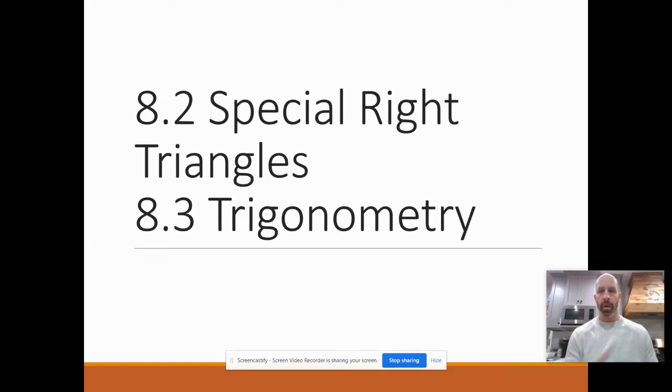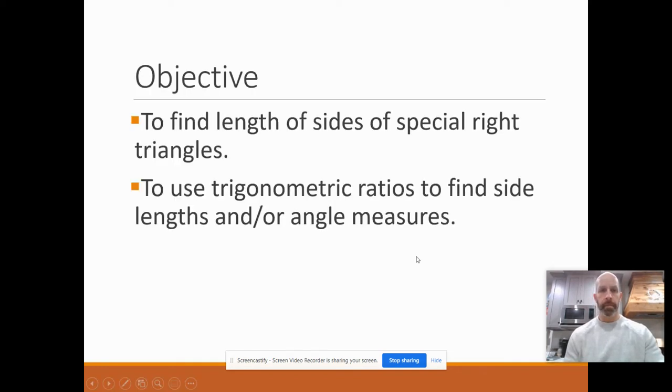Mr. Allen here, and today we're going to look at two sections for the week. We're going to look at section 8.2, which is on special right triangles, and section 8.3, which is on trigonometry. Our objective on the first section is to find the lengths of sides of special right triangles, and our second objective is to use the trigonometric ratios to find side lengths and or angle measures.